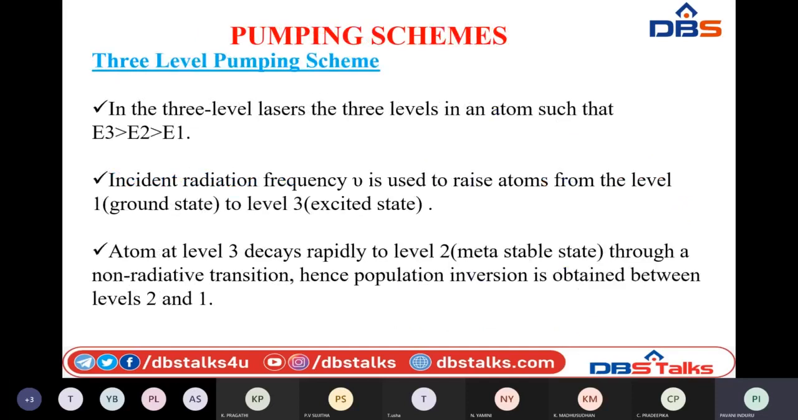And then we have different schemes of pumping. Those are the 2-level scheme, 3-level scheme, 4-level scheme, and many more. In the 2-level scheme, we have only two energy states, E1 and E2, that is the ground state and the higher energy state. Whenever stimulated emission takes place between only two levels, that kind of pumping scheme is the 2-level pumping scheme.